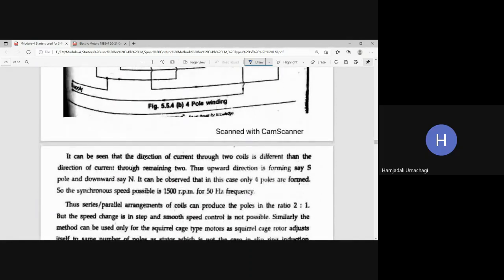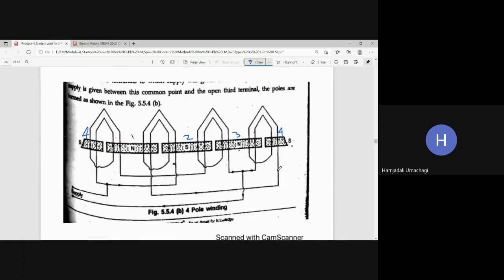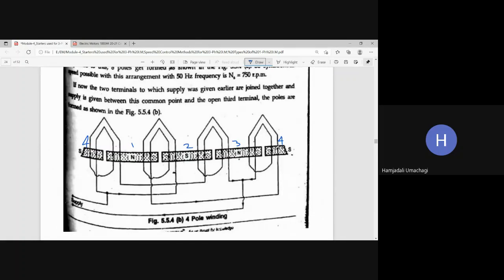It can be seen that the direction of the current through two coils is different, that is north pole, the upward direction, and then the direction of the current through the remaining two means south pole. So the upward direction is forming south pole S. The current flowing through the south pole is in the upward direction, and downward is for north pole. It can be observed that only four poles are formed here: north pole, south pole, north pole, south pole. This gives us totally four poles.